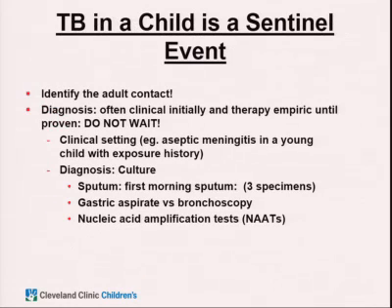So anytime you have a case of tuberculosis in a child, that is a sentinel event. It means that they've been in contact with an adult who has active tuberculosis. And that's usually how we make the clinical diagnosis as well. You want to clinically make that call and treat them empirically till you've excluded tuberculosis.